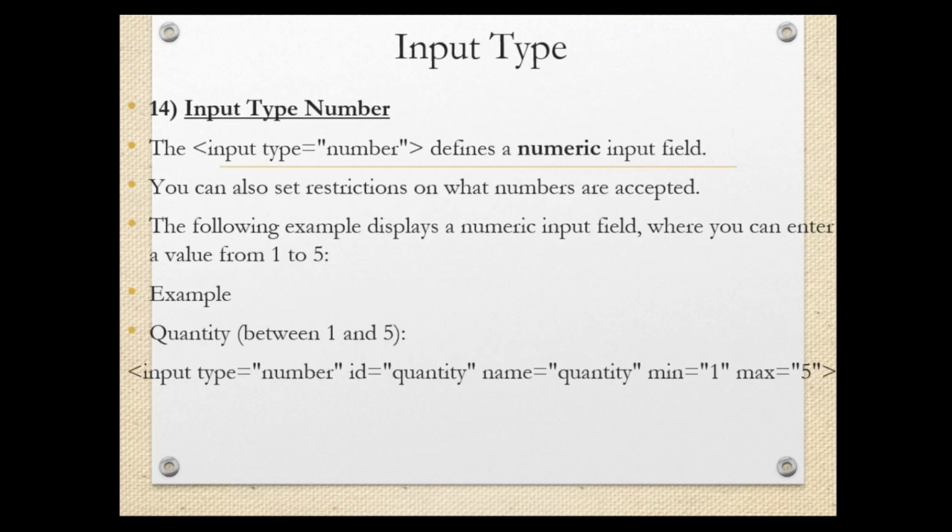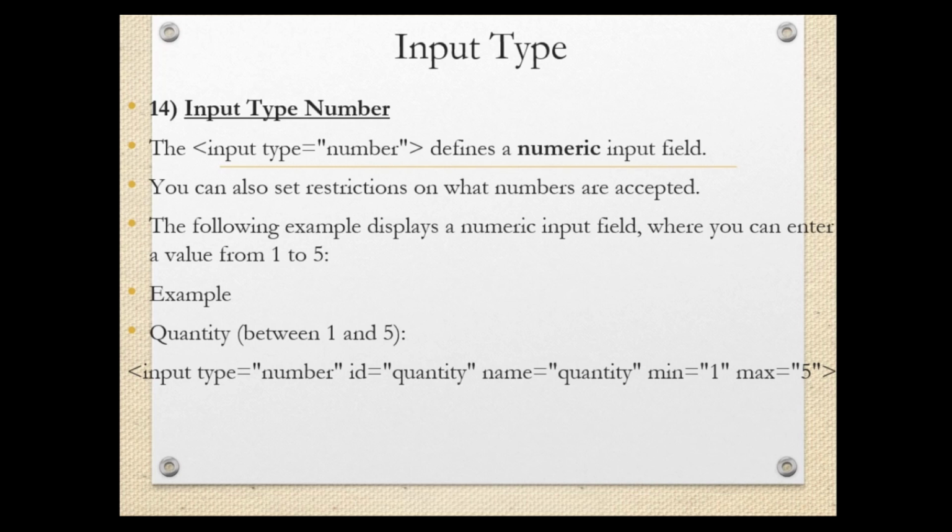Next one, we have input type equal to number. Input type equal to number defines a numeric input field. You can also set restrictions on what numbers are accepted. The following example displays a numeric input field where you can enter a value from 1 to 5, that is, quantity between 1 to 5.